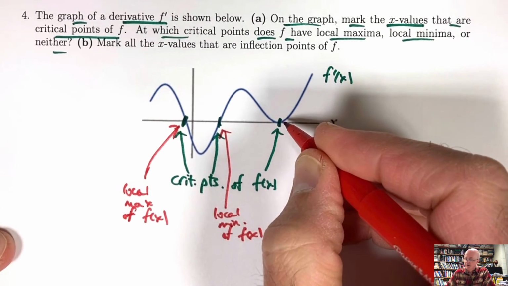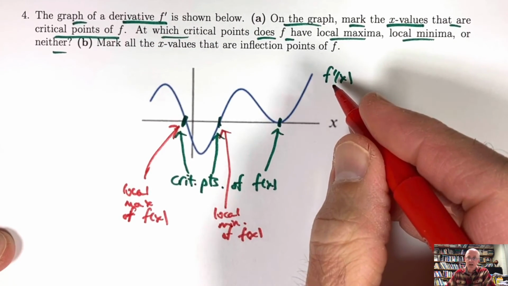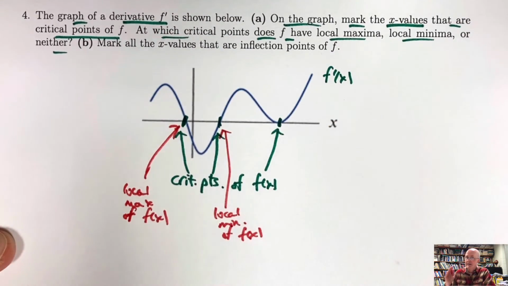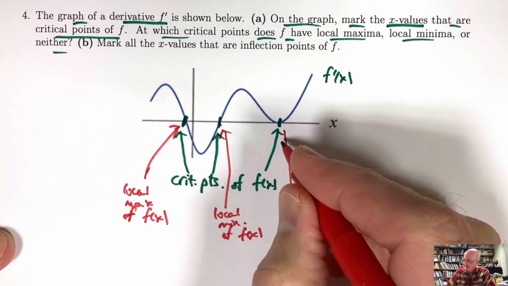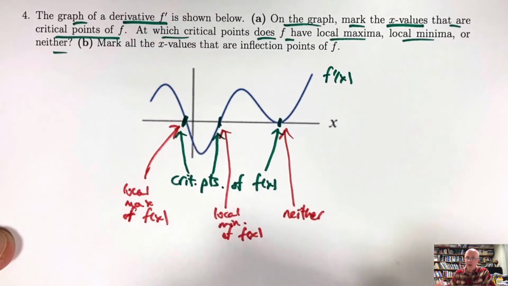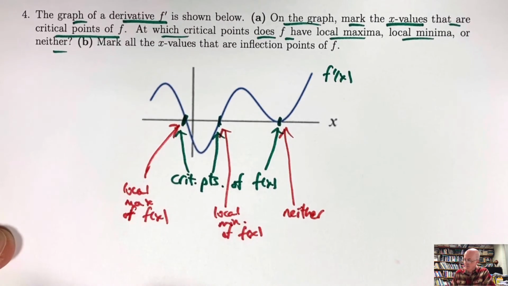But at this critical point, f prime is not changing sign. It's positive on either side. F itself is increasing on either side of that critical point. It's got to look like this. This one is neither. Okay? I will try to sketch a possible graph of f, but again, not yet.